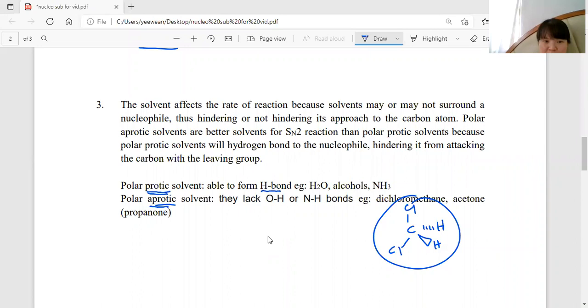Polar aprotic solvents are better for SN2 reactions. So you can speed up the reaction by using aprotic solvents because there's no hydrogen bond. If there's hydrogen bonding, it will hinder the nucleophile from attacking the carbon with the leaving group, which is the chloro or the bromo. So having hydrogen bonding is not favorable for an SN2 reaction. So most of the time we will be using aprotic solvents for SN2 reactions.